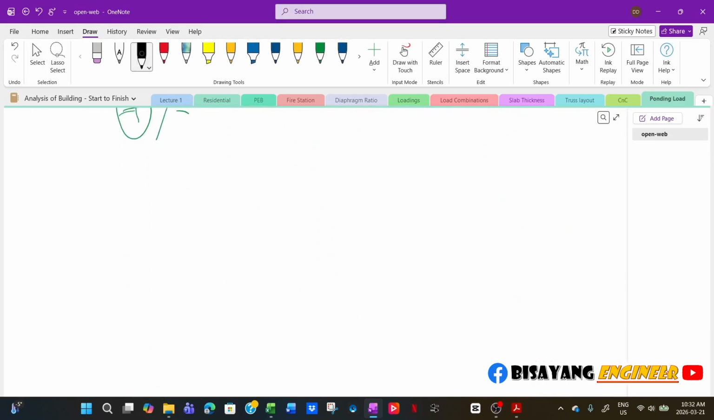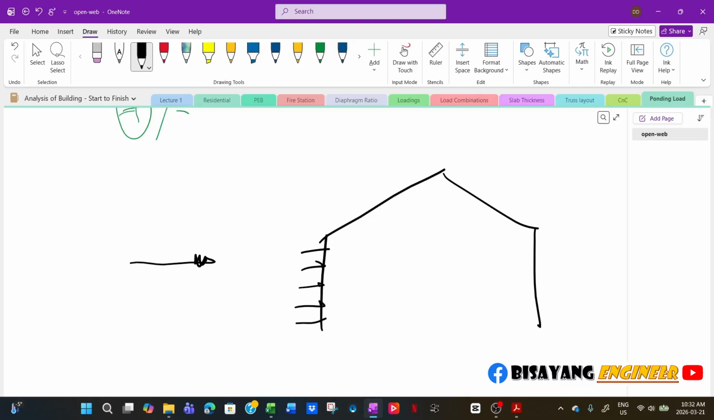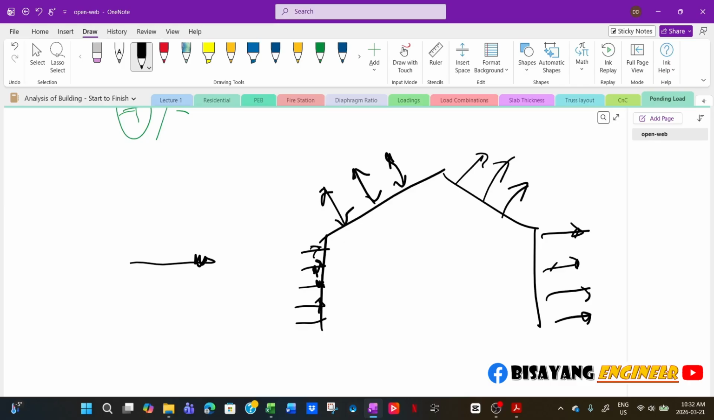Windward and leeward are just directions. For example, this is your building. When you say windward, if the wind is in this direction, that means your building will be experiencing a windward force, and on the other side, the leeward. And then the roof, depending on the slope, could be plus or minus, and this one is always negative.